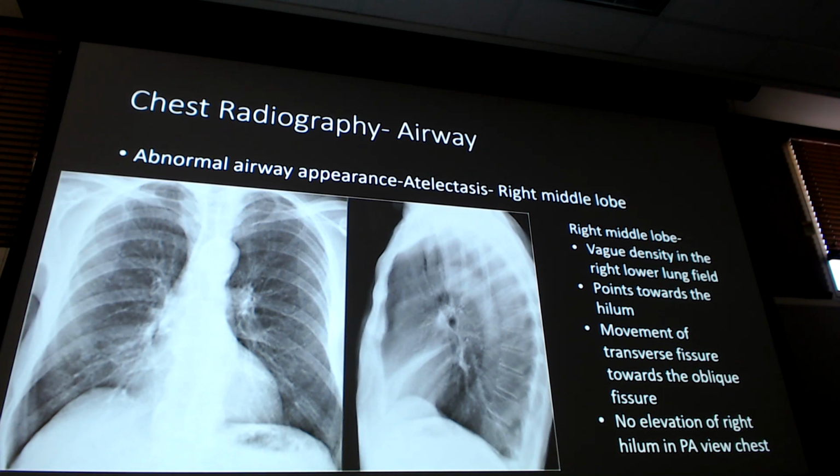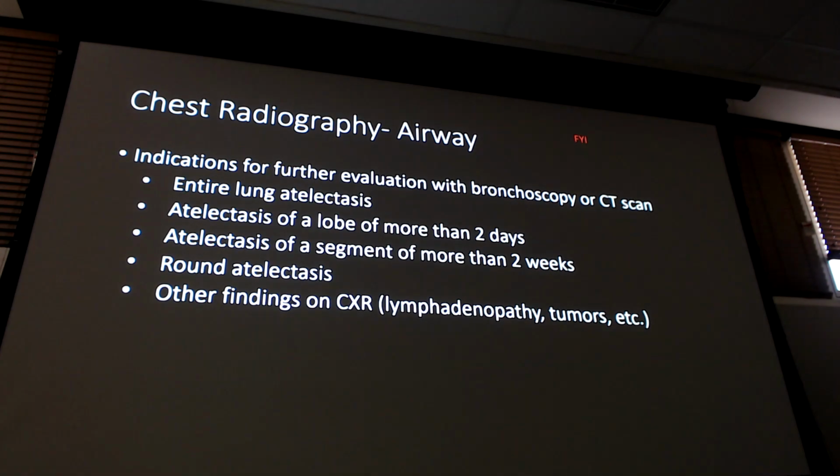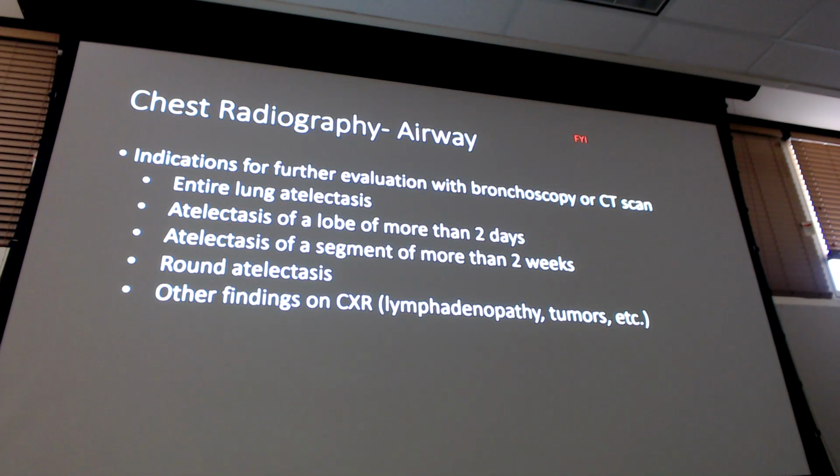That might help narrow it down just a little bit more, so you at least know where you're looking and get an idea of what you're looking at. FYI, if you have an atelectasis and it meets any of these categories, you need to get a bronchoscopy or a CT scan. Not testing you on that, but this is the next step.